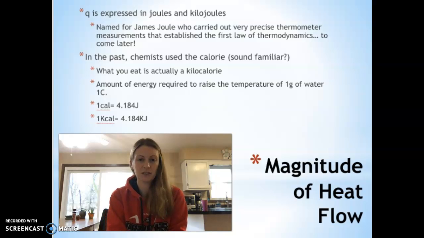That's an energy unit. 1 calorie is going to be the same as 4.184 joules, and 1 kilocalorie is the same as 4.184 kilojoules. So remember, because this is a metric system, you're working in denominations of 10, so we're talking 1,000 times bigger when we're going from calorie to kilocalorie or joule to kilojoule.